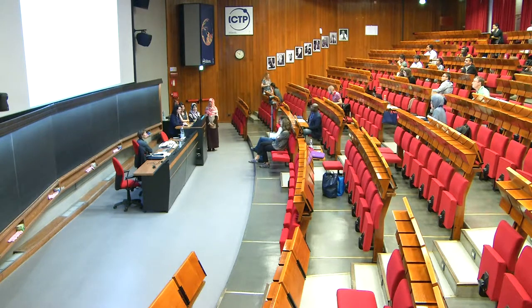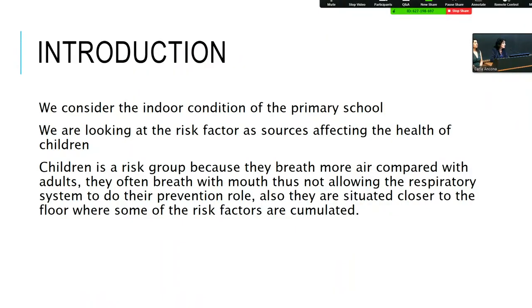We consider the indoor condition of some primary school, could be a generally primary school, for example, in Eastern Europe, like Romania, Bulgaria, or maybe their country. We are looking at some risk factors, some sources that could affect the health of children. Because children breathe more air in comparison with adults. They could often breathe with the mouth because of the effort. They are running and moving a lot.